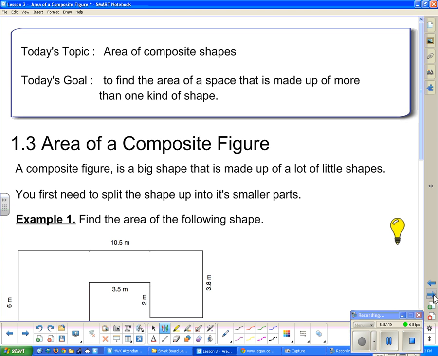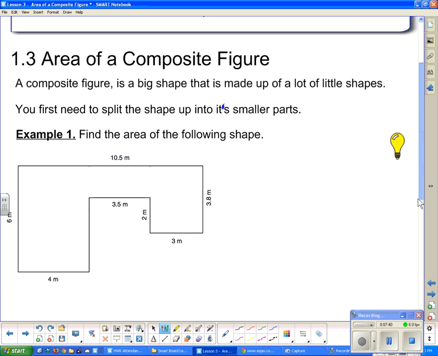And now we're going to go on to the area of a composite figure. A composite figure is a big shape that is made up of a lot of little shapes. You first need to split the shape up into its smaller shapes. And I'm just going to fix that little grammar error there. There shouldn't be an apostrophe there. You need to first split it up into smaller shapes and find the area there.